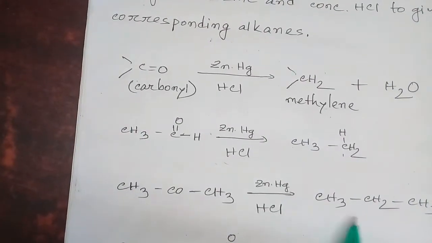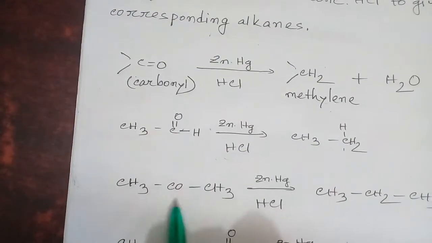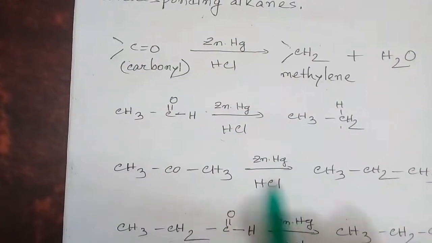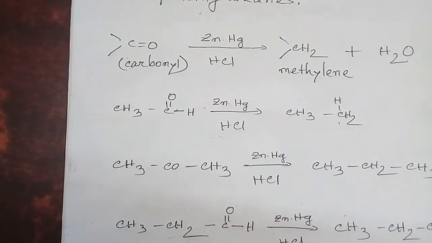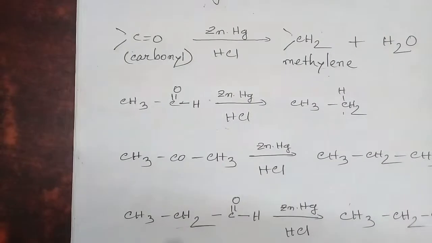The second reaction is that here is propanone, and here is one C=O group. So in the presence of zinc amalgam and HCl, the C=O group will be converted to a CH2 group. So we will get propane.